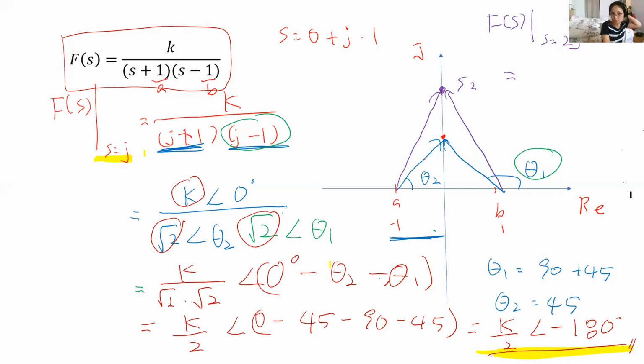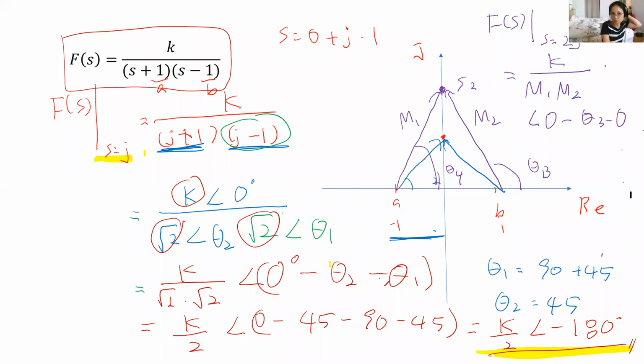And then look at the magnitude and angle. Theta 3. And I think I just remove this guy. And then theta 4. And then do the same thing. Calculate the magnitude. So it'll be K divided by M1, M2, and angle will be 0 minus theta 3 minus theta 4.